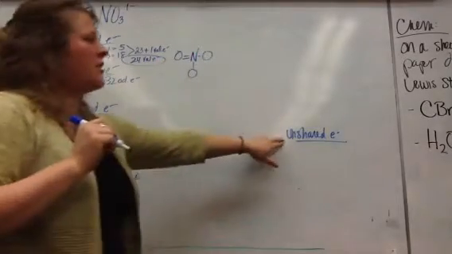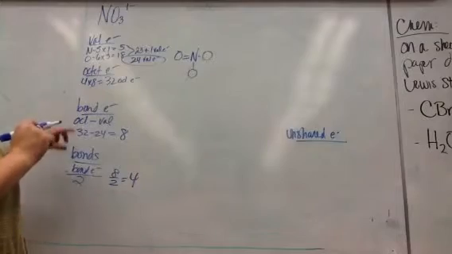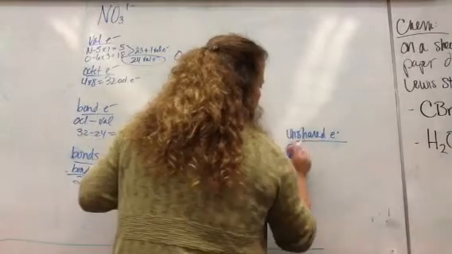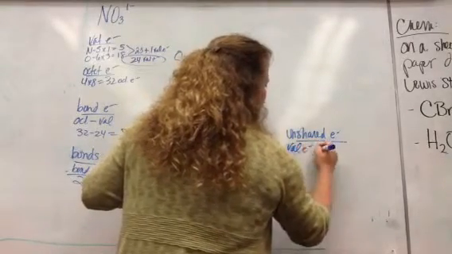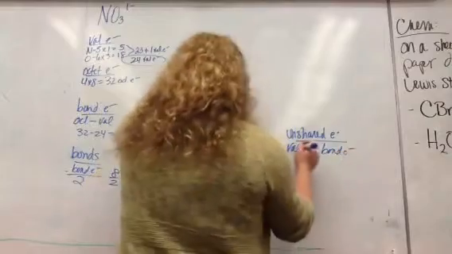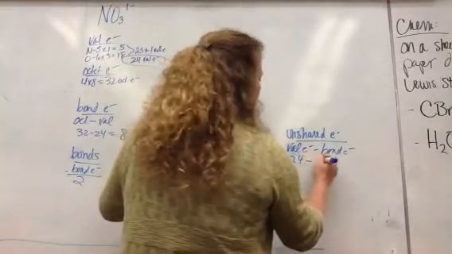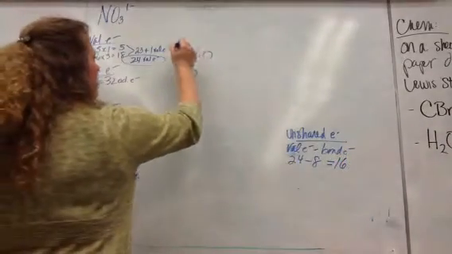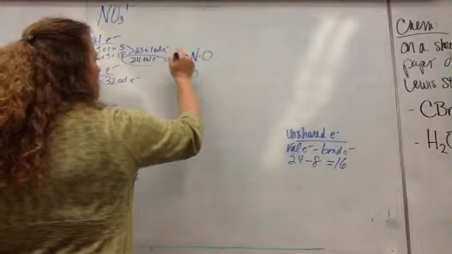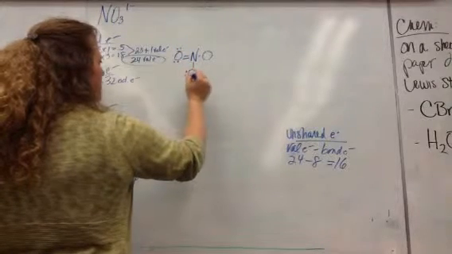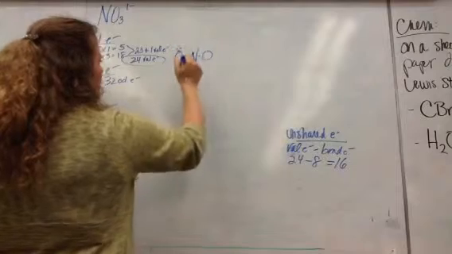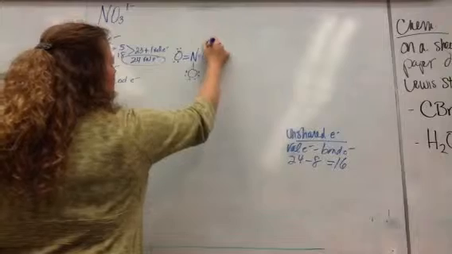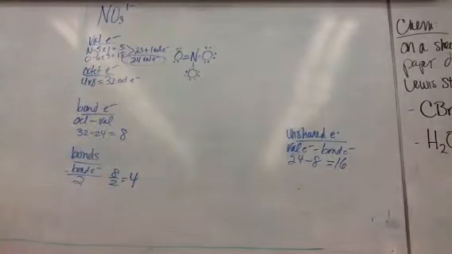Now, let's look at our unshared electrons for placement. That would be our valence minus our bond. So, valence E minus bond E. We have 24 minus 8 gives us 16. So, 1, 2, 3, 4. 1, 2, 3, 4. 2, 4, 6, 8, 10, 12, 14, 16. Are we done?